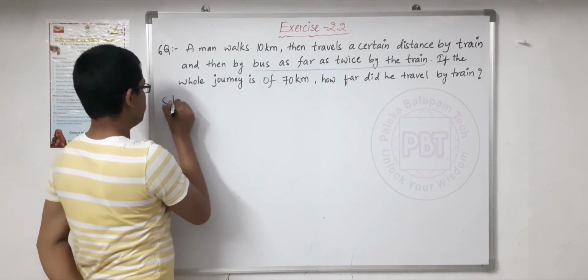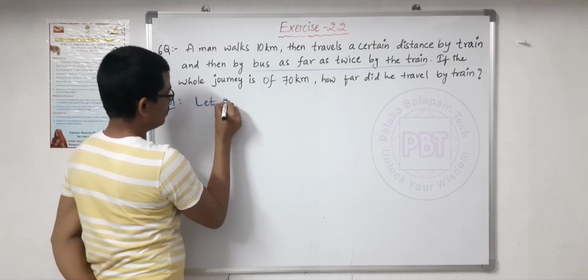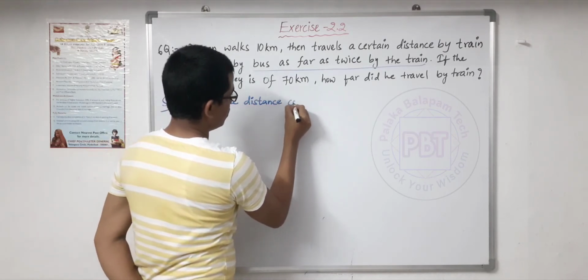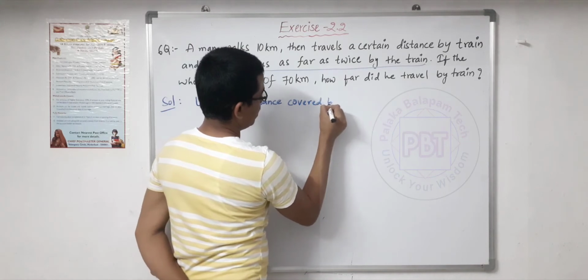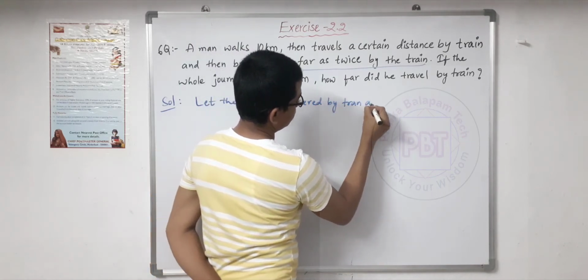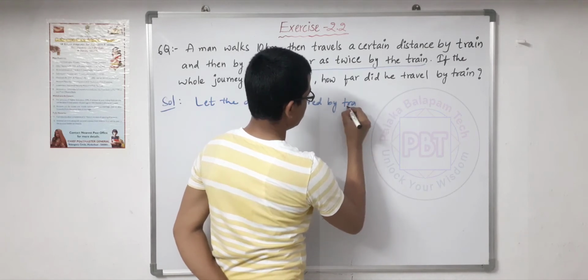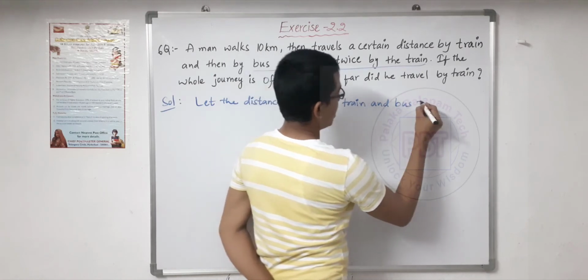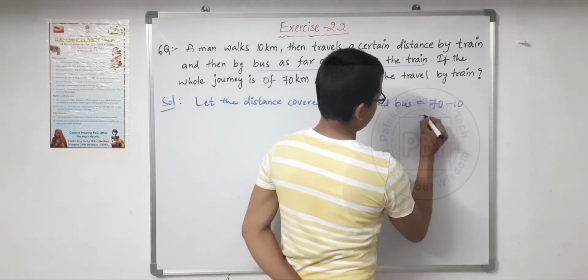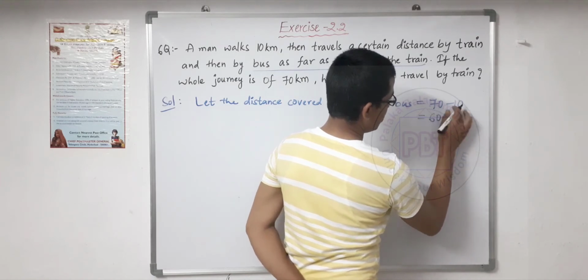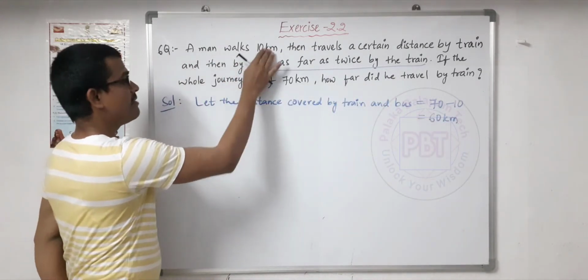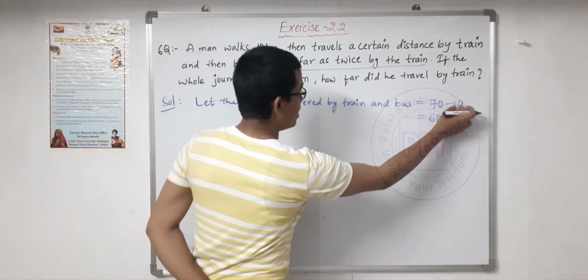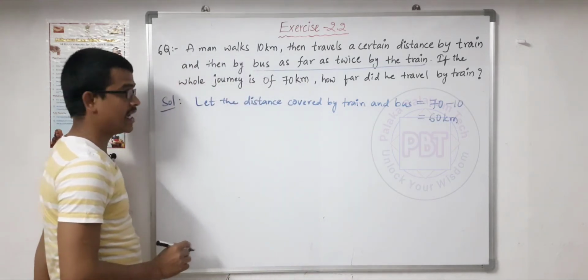Let the distance covered by train and bus be 70 minus 10, which is 60 kilometers. Why am I subtracting 10? Already he covered 10 kilometers by walk. Then the remaining distance is covered by train and bus. So 70 minus 10 is 60 kilometers.